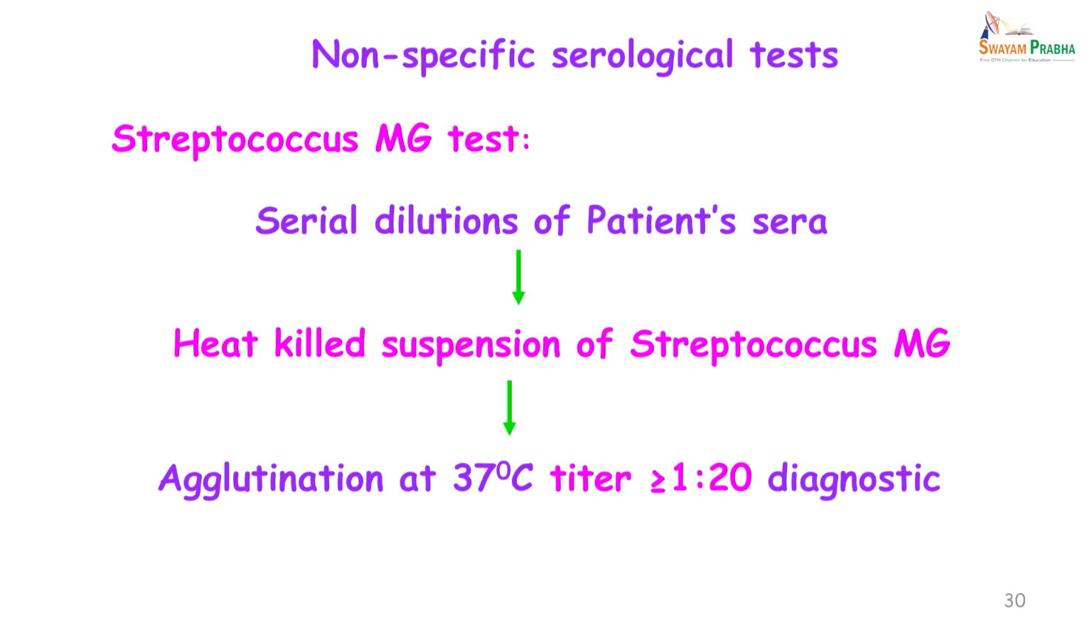The Streptococcus MG test is similar, patient serum to which Streptococcus MG is added. Agglutination occurs here at 37 degrees Celsius and titers of 1 in 20 or greater than 1 in 20 are diagnostic. Again, the sensitivity and specificity of this test is very poor.